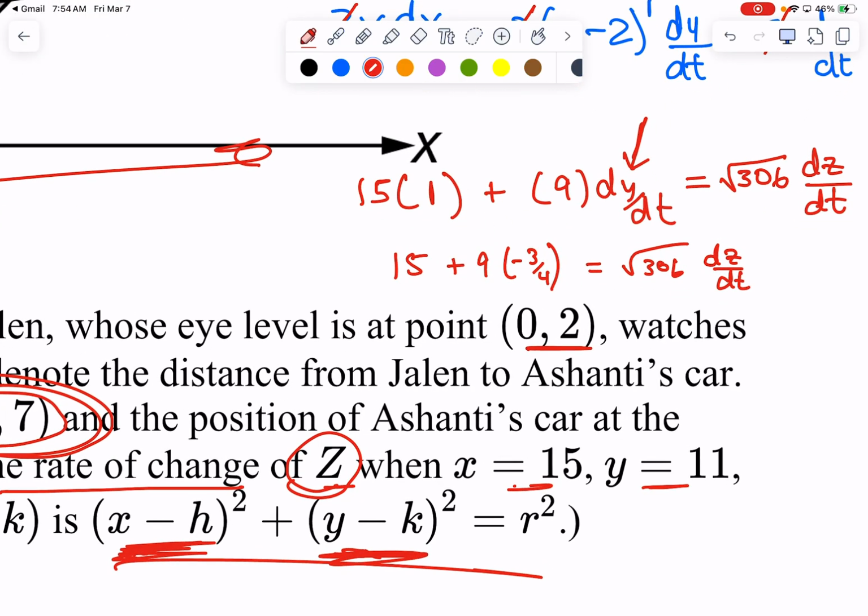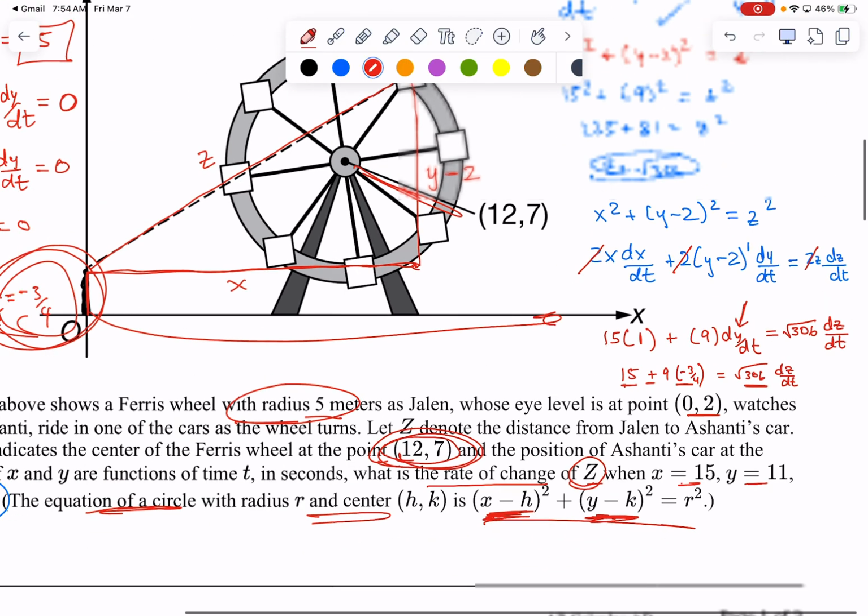So everybody just take 15 plus 9 times negative 3/4 divided by the square root of 306. I'm praying we did the square root of 306 correctly. And tell me what you get. Hopefully it's 0.47. So you'll take 15 plus 9 times negative 3/4, take that answer, divide by the square root of 306, and tell me what we get. There it is, 0.47. The answer is C.